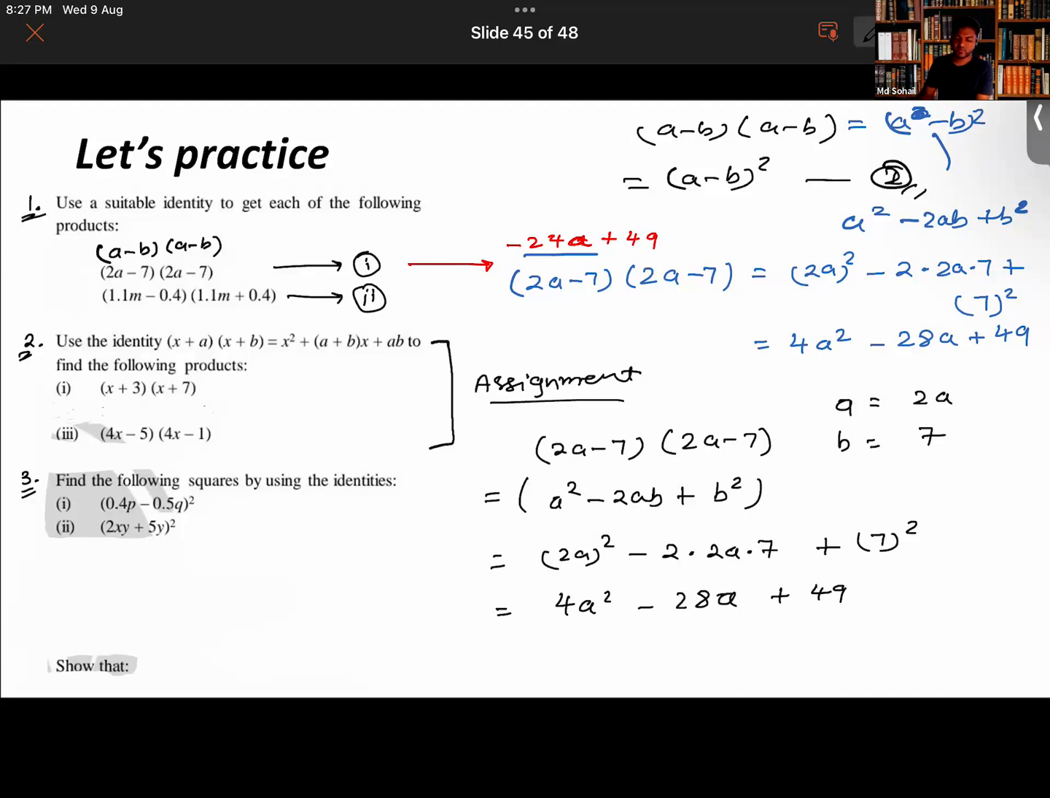Okay, solve the second one. Or do one thing, just leave that one, because we are not left with much time. Jump to question number 3 here. Find the following squares by using the identities. So solve for the second one here: 2xy plus 5y whole square. Solve this one quickly. Okay, sir.